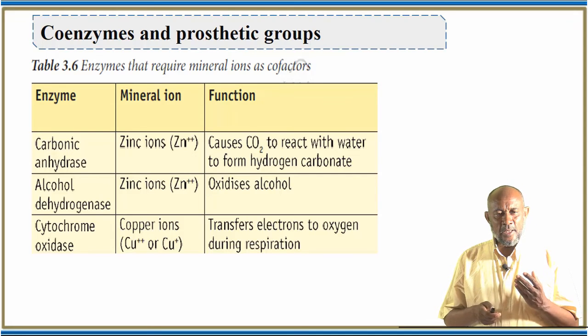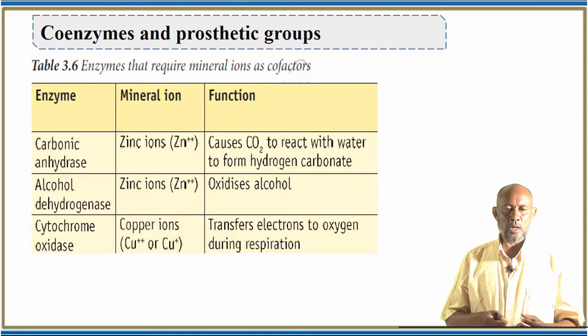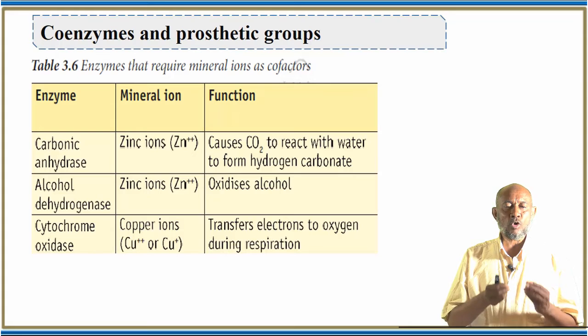Therefore, the two important nutrients, the vitamins and the minerals, play a very major role in making our enzymes active. And their absence is the most complicated problem to the proper function of the body.